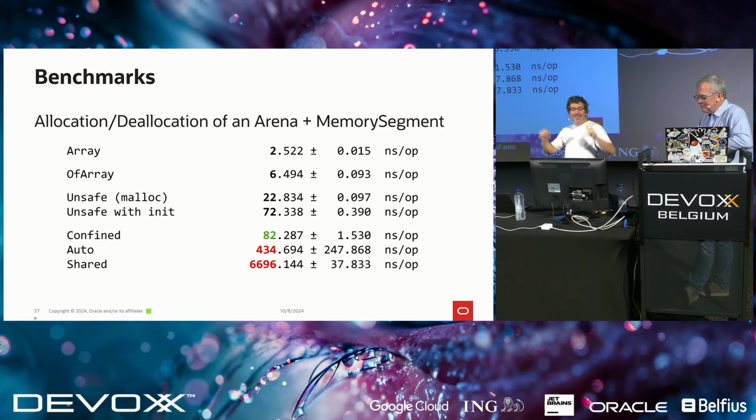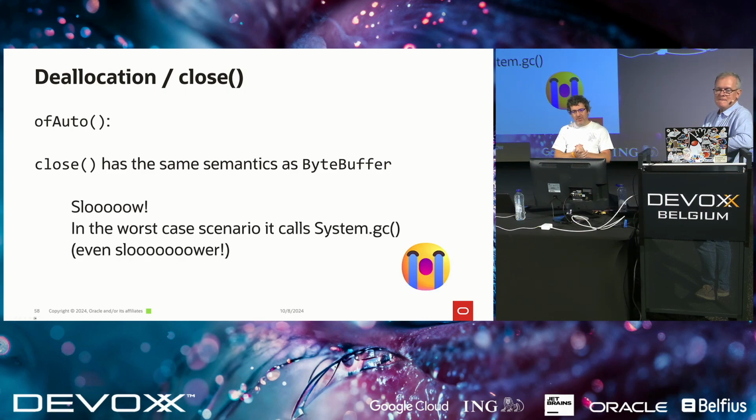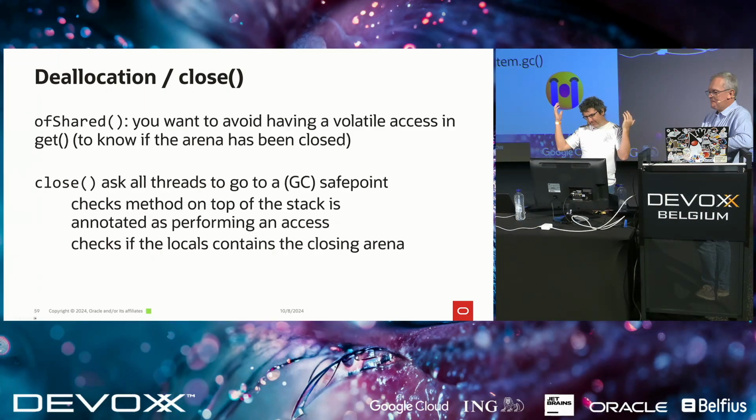But there's even worse. And you have off-shared. I think you can go to the slide. Yes. So off-auto is slow because this is the ByteBuffer semantics. It can call System.gc. Nobody should call System.gc in production, but this is exactly what we just did in a demo. Was it okay? Yeah, it's a demo. It's okay.